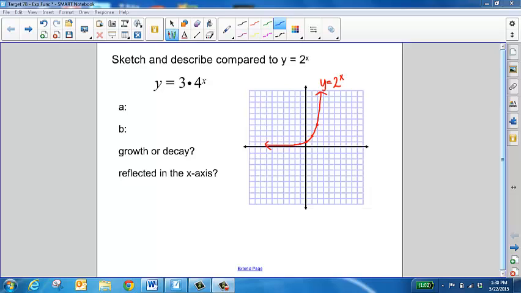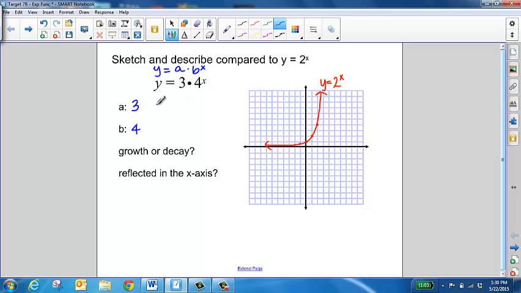When trying to sketch the function y equals 3 times 4 to the x, there's two things that you want to take into consideration. You want to look at the a value and b value for the function. Since we write our exponential functions in the form y equals a times b to the x, we can easily see that our a value is 3 and our b value is 4.